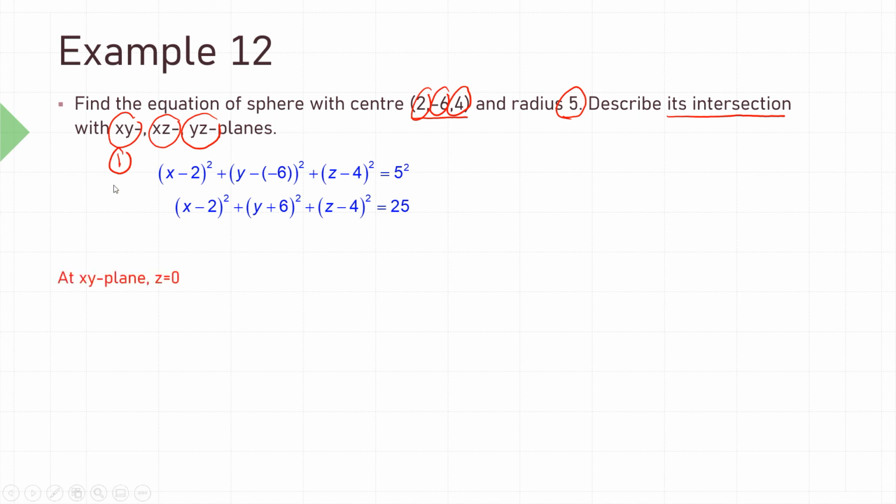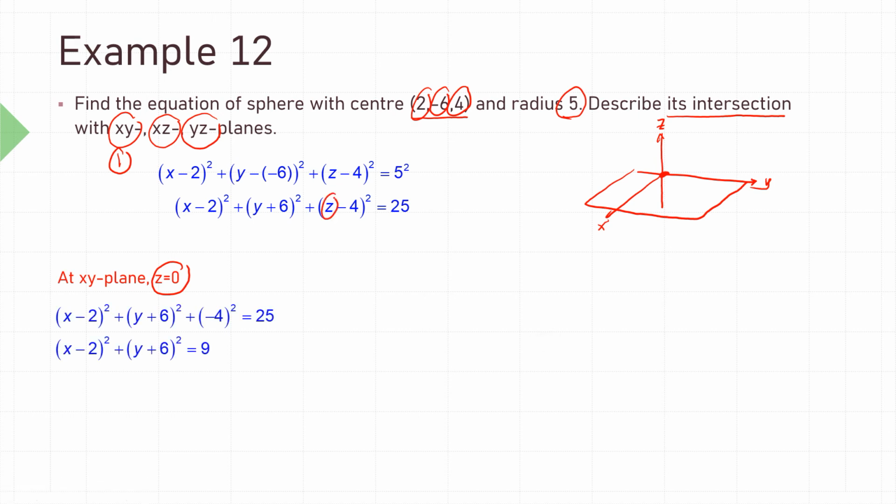We start with the xy plane first. Suppose we want to intersect the sphere with the xy plane. We know that on the xy plane, the value of z should be 0. Recall, if this is y, this is x, and this is z, this is the xy plane, therefore the value of z here should be 0. So now we substitute the value of z as 0, and you get this one. Simplifying, you get this. What equation is this? Recall that this is the equation of the circle in the xy plane. So we have the circle in the xy plane, but the center is actually (2, -6, 0), because z is 0, with the radius which is 3. What about the intersection of the sphere with the xz plane? Let's look at the xz plane.